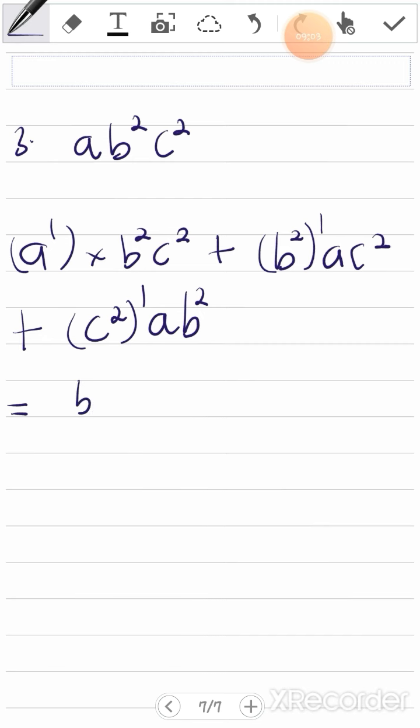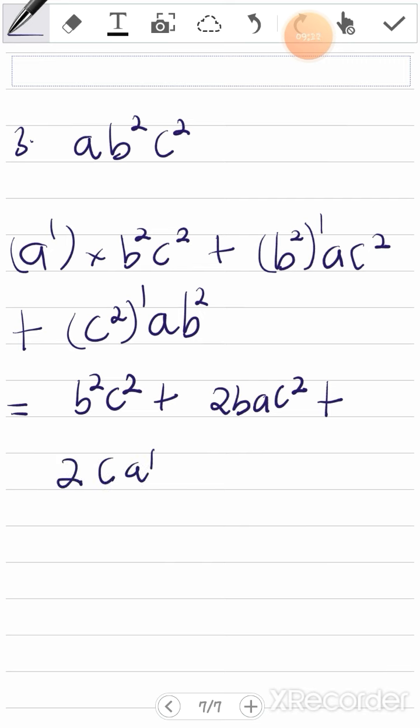So you're going to get b squared times c squared, plus differentiate b squared from the power rule, you're going to get 2b times a c squared, plus differentiating c squared, same as the b squared, you're going to get 2c times a b squared. So this is how you're going to differentiate.